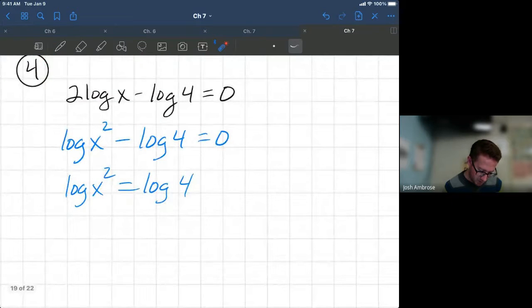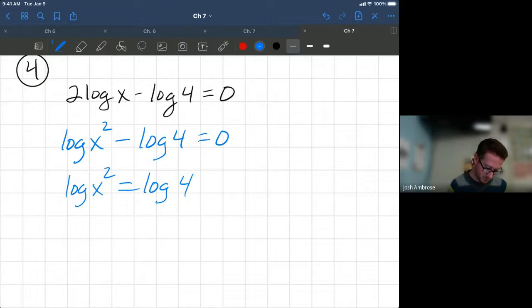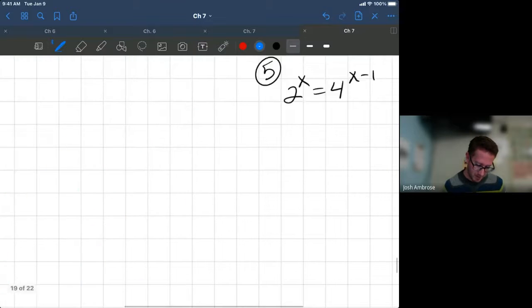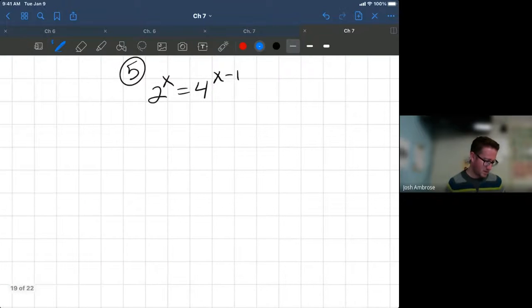They're both log base 10s, meaning we can now simply say x squared equals 4. And that's simple enough to say that x equals 2. Okay, a lot fewer steps in that one, but it's all about finding the properties that work. How do we manipulate the problem that's given with properties we know? And then that helps us simplify it down. Okay, let's do example problem number 5 right here.